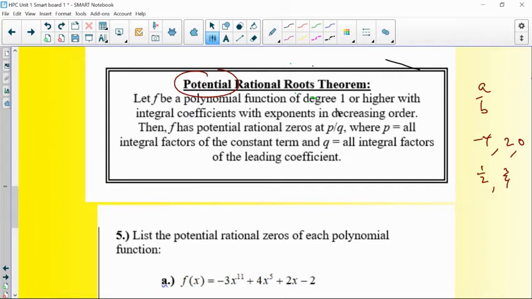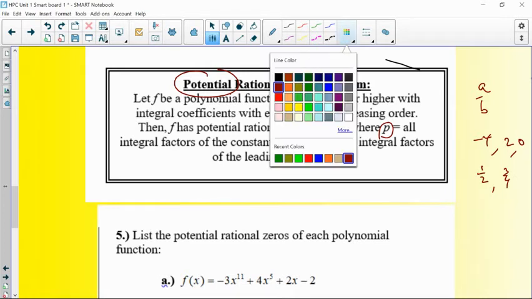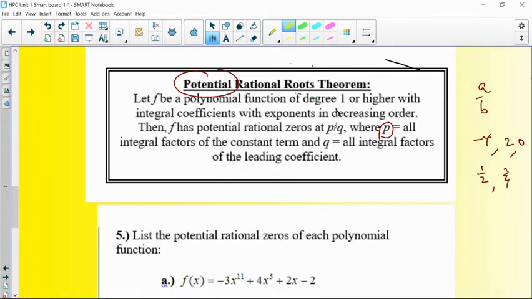Okay, and again, you probably covered this in Algebra 2 last year. So you need to look at your P's and Q's, like mind your P's and Q's, right? P would be all the factors of the constant term, and Q would be all the integral factors of the leading coefficient. So you list out your P's, all possible factors, list out your Q's, all possible factors, and then your potential rational roots, which would be the zeros, would be the ratio of every possible P over Q.